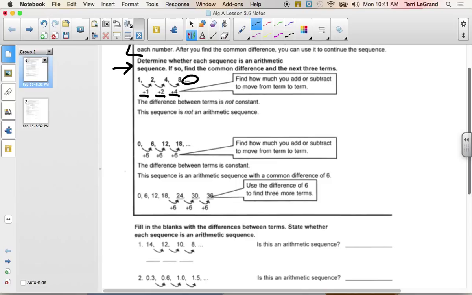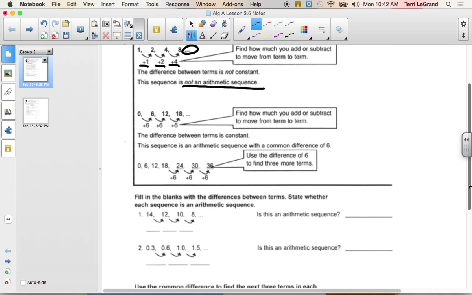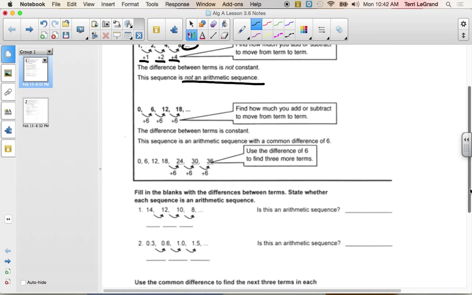So right here, the difference between the terms is not constant. There's not the same thing going on. So we say this is not an arithmetic sequence. We're not going to find the next 3 terms because we don't know what kind of sequence this is. We're only finding out, is it an arithmetic sequence? And it's not. So we're going to stop there and say, not an arithmetic sequence.